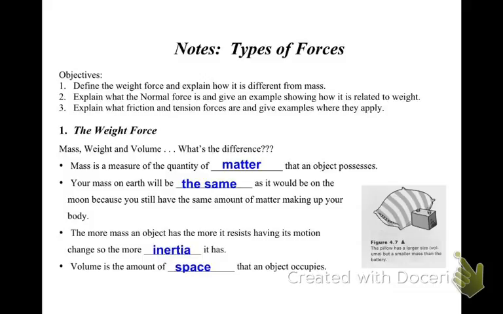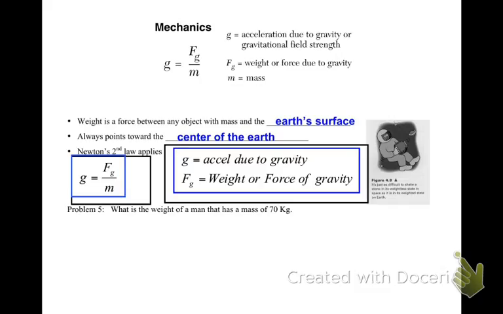So really, what's the difference between mass and weight? Weight is actually the force between any object with mass and the Earth's surface. In other words, your weight will always point towards the center of the Earth. And to calculate your weight, you have to take your mass and multiply it by the acceleration due to gravity, and for us, it's the acceleration due to gravity on Earth. So, when you're calculating your weight on Earth or your weight on the moon, there are different accelerations due to gravity. The moon has a lot less of an acceleration due to gravity, which is why you will weigh less.